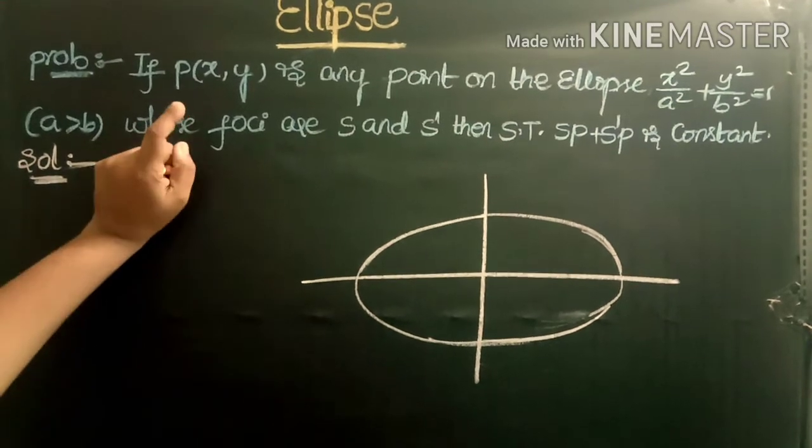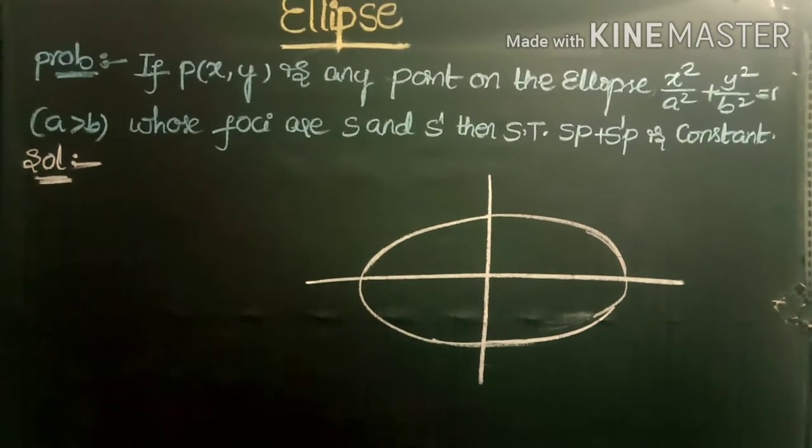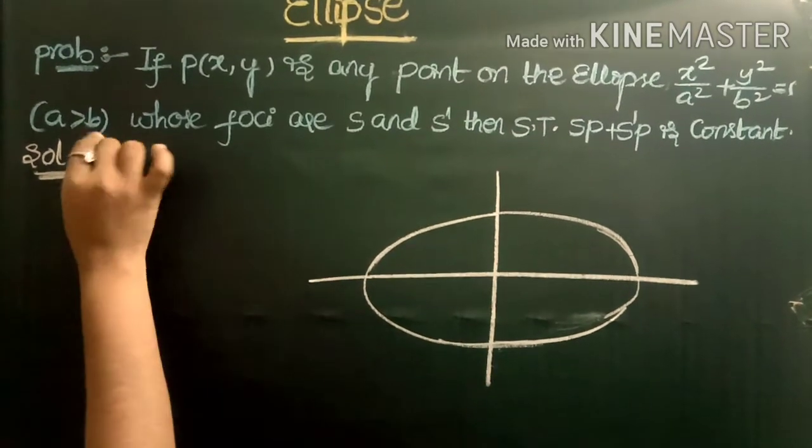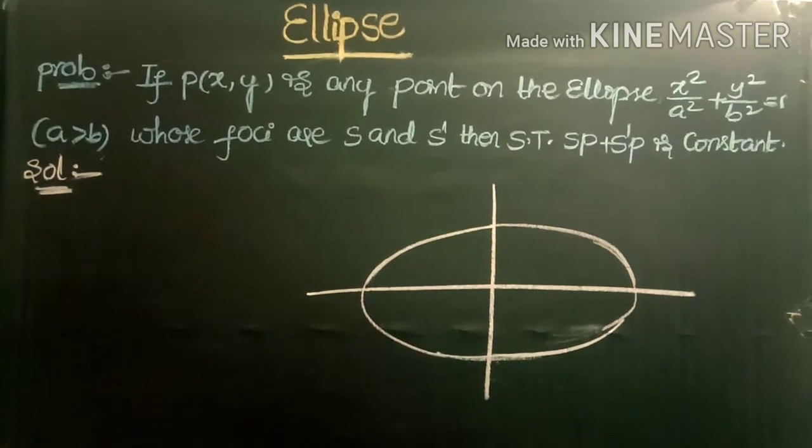So given that P x comma y is any point on the ellipse x square by a square plus y square by b square is equals to 1. This is the diagram of the given ellipse. The condition is a greater than b here. So this is the diagram.